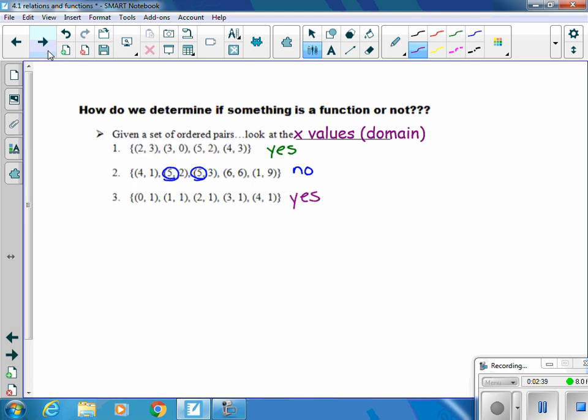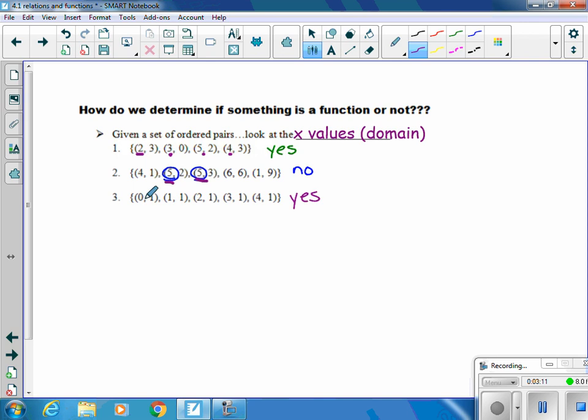So how do we determine if something is a function or not? Well, if we're given a set of ordered pairs, we're looking at the domain. We're looking at the x values. So for number 1, I have 2, 3, 5, and 4. My x values are all different, so this is a function. In example 2, this is not a function because if I take a look, I have 5 with 2 different outputs. I have the domain value of 5 that has 2 range values, so this makes it not a function.